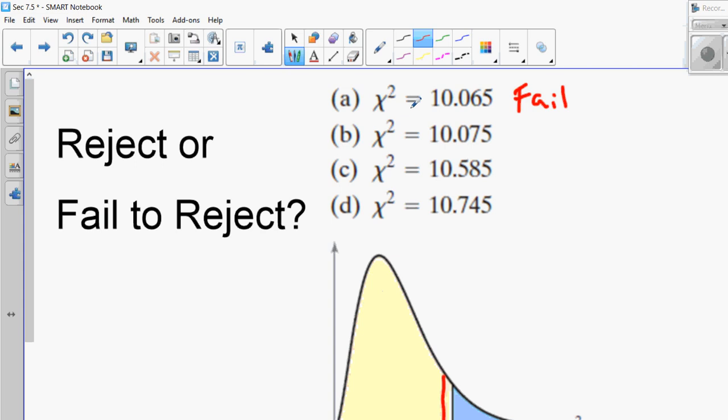10.075 is also over there. That is a fail to reject. 10.585 is also over here. It's less than 10.645, so that is a fail to reject. 10.745 is over here. It is past chi-squared 0, so that is in the blue, so that is a reject H sub O. So that is how we're going to determine if we reject or fail to reject H sub O. So let's look at an example.